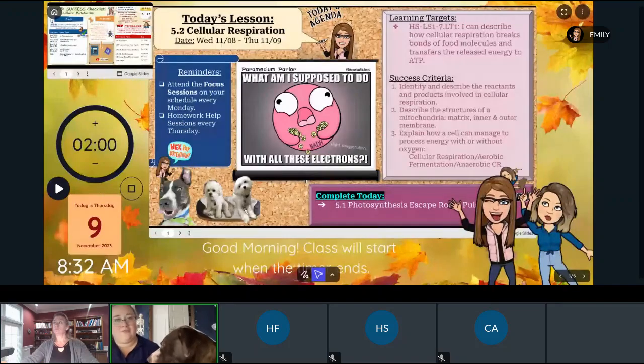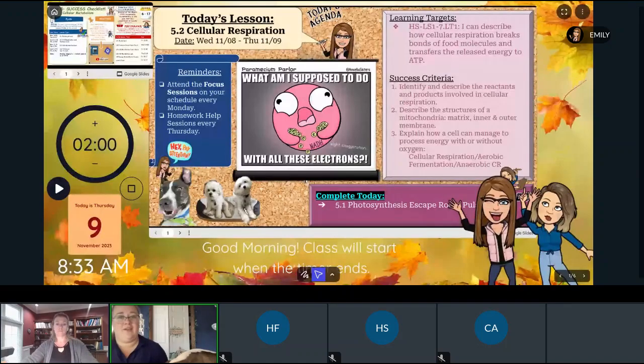Our learning target for this lesson is: I can describe how cellular respiration breaks bonds of food molecules and transfers the released energy to ATP. And your success criteria are that you can identify and describe the reactants and products involved in cellular respiration. We've already seen all of them. You'll see something really cool about that in a minute.